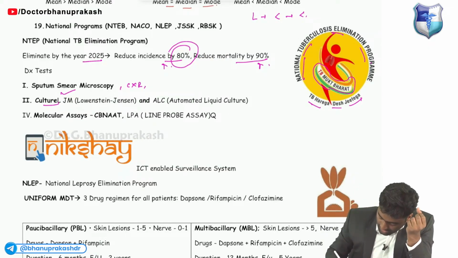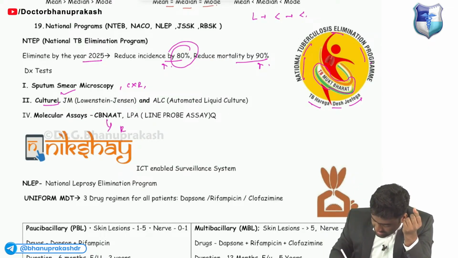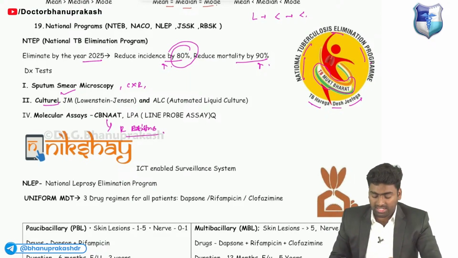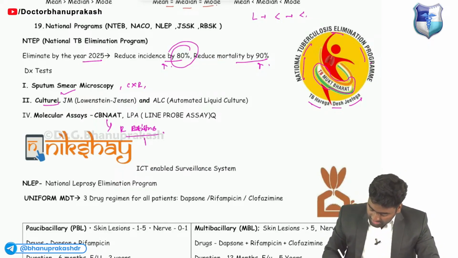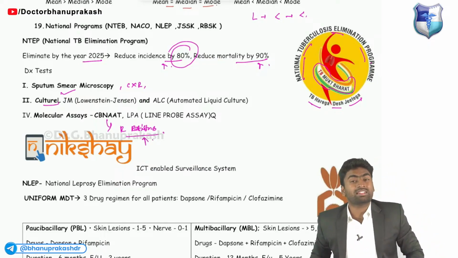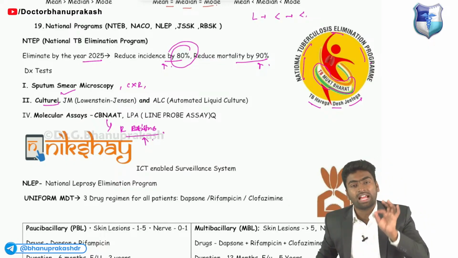Along with this, we know that we can detect rifampicin resistance. Which resistance can we find? We can find rifampicin resistance. And we know the culturing of these organisms will be done in the case of LJ media.